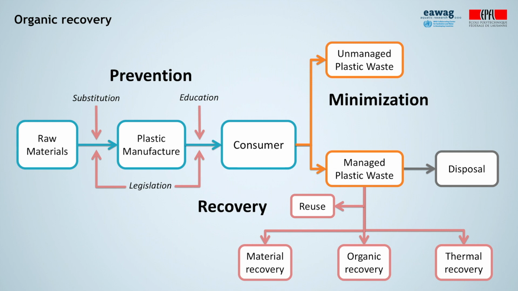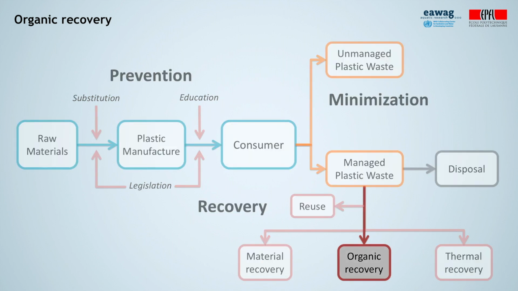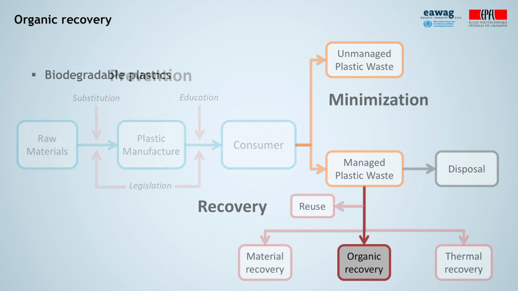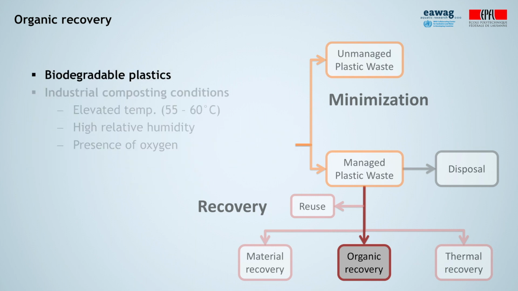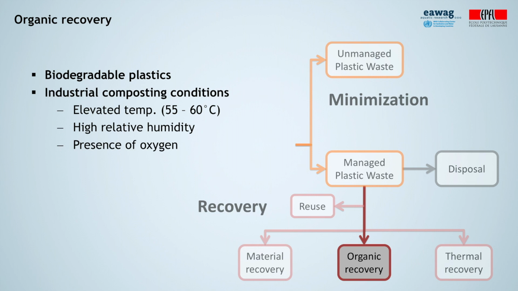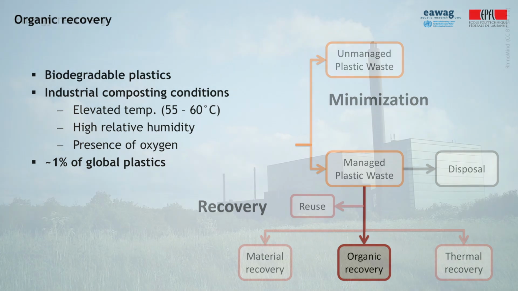The second recovery option is organic recovery, which is only possible for biodegradable plastics. These are typically processed under industrial composting conditions. As mentioned in the first video, biodegradable plastics currently make up only around 1% of the global plastic production. This unfortunately means that this recovery option is applicable only to a very small portion of the world's plastic waste.